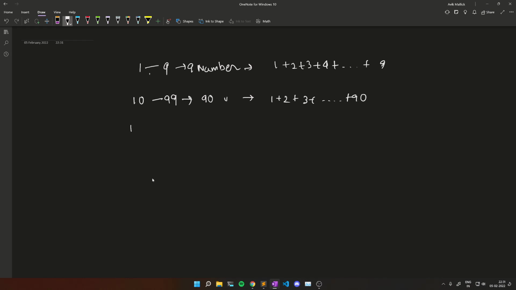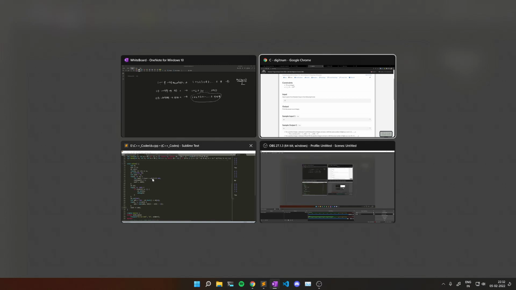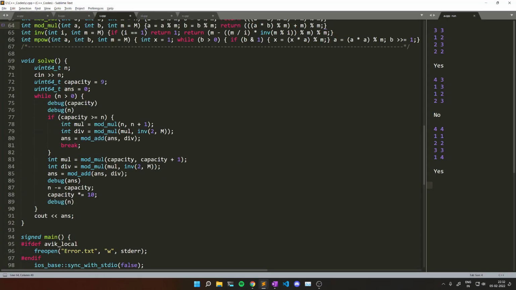After that, 100 to 999 are the 3-digit numbers. For them there are 900 numbers, and again the values will be calculated like 1 plus 2 plus 3 plus dot dot dot up to 900. Now we have to calculate this value and also take mod, but we cannot calculate it linearly. So we know that for the first n natural numbers the sum is n into n plus 1 by 2. Thus we can calculate this value. Now how will you take it? I will show you the code now so that you can understand better.